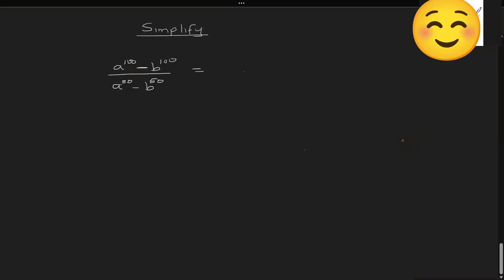Squares, this 100 here is even, as well as this 100 there is also even. So what do we do? We'll open up two brackets, one with a minus, the other one with a plus. We take this 100, we divide it by 2.